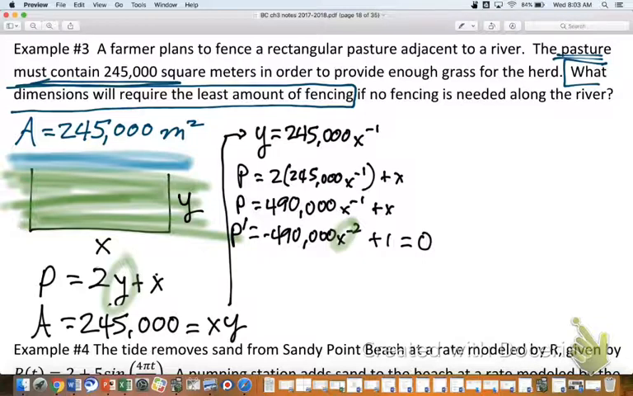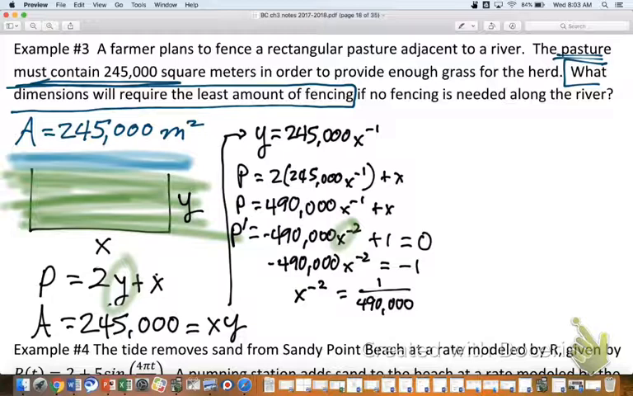All right. So negative 490,000 x to the negative 2 equals negative 1. All right. He's kicking the can down the road. What next? Divide by that negative 490,000? Okay. So that would give me x to the negative 2 equals positive 1 over 490,000 because a negative over a negative ends up being a positive. We have successfully kicked this can all the way down the road.